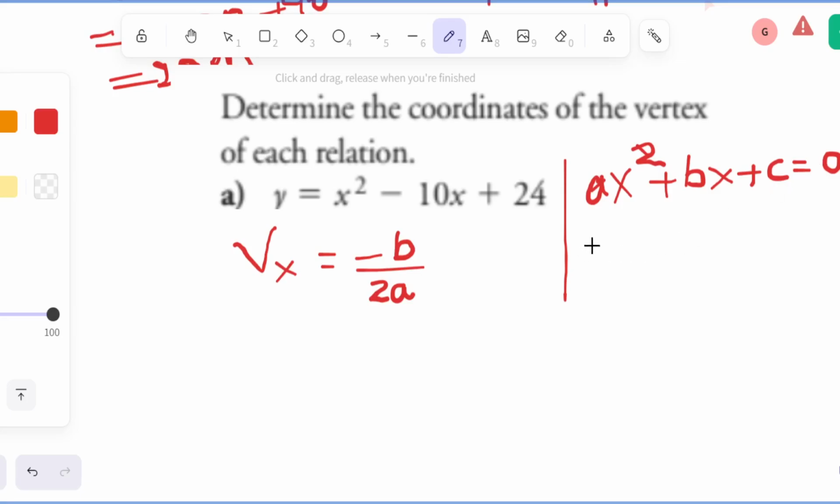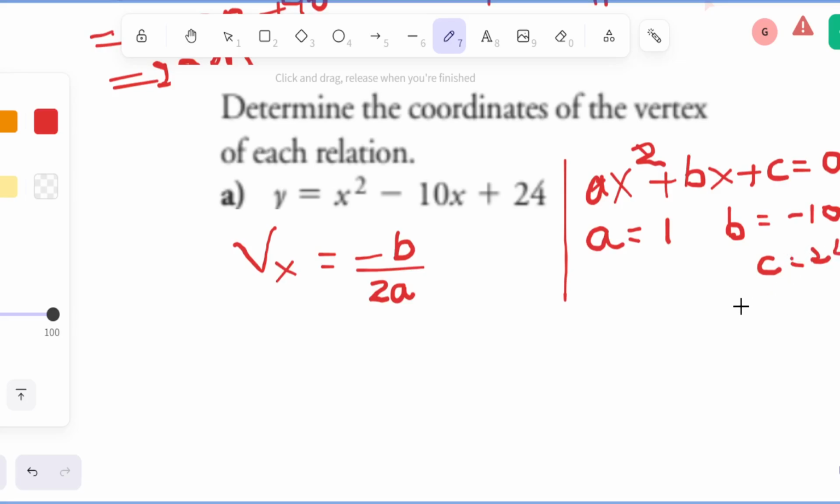Now, what is your a here? If you compare it, it is 1. What's the b here? Minus 10. Make sense? Yeah, it makes sense. And what is c equal to? 24.